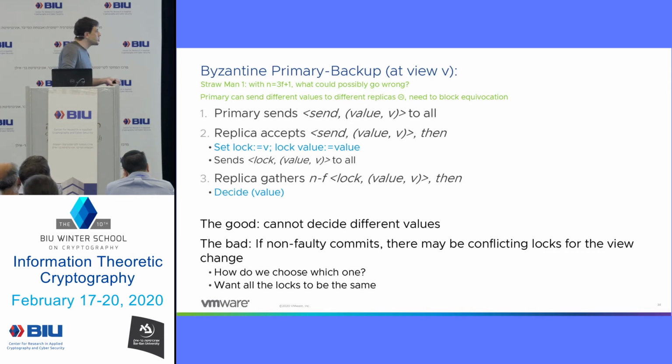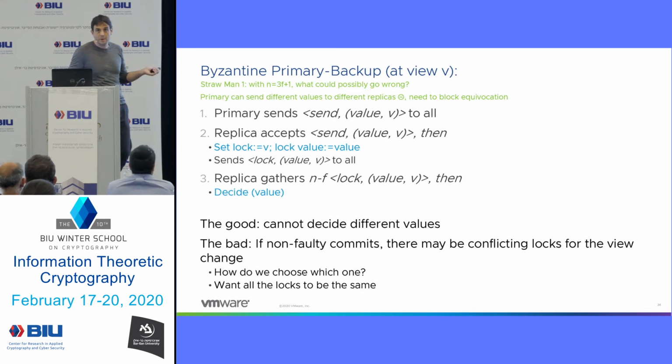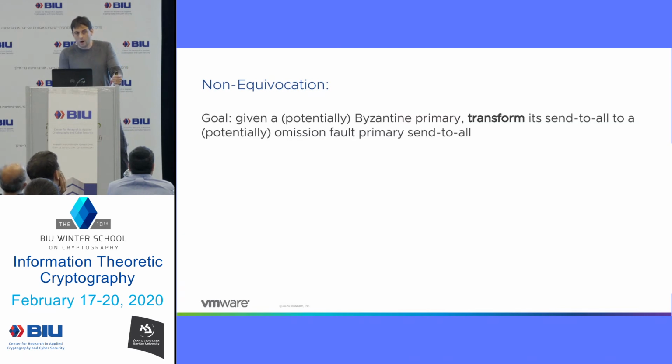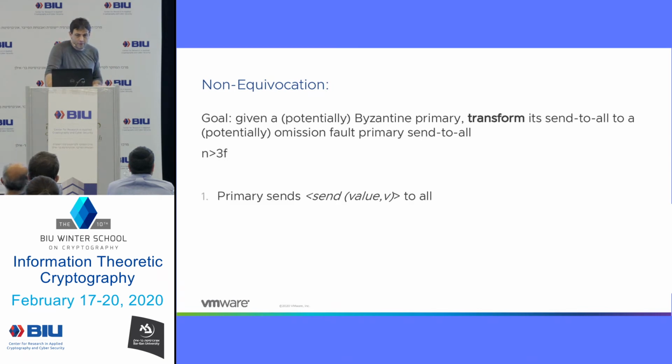So really what we want to make sure is that not only are the decisions the same, but all the lock values are the same. So the way we're going to do this is basically add one more phase in order to make sure that the lock values received are the same. And this is done by this trick of non-equivocation. We want to transform a Byzantine sender into an Omission sender. This is kind of a reduction from Byzantine to Omission. Very simple. Again, the number of failures is less than a third.